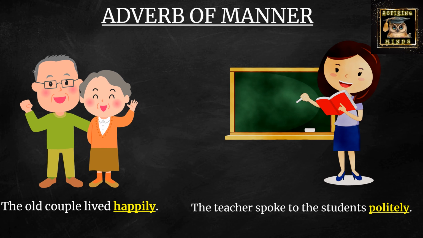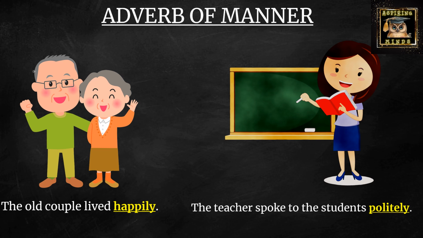Come on, let's look at another example. The old couple lived happily. I hope you remember the trick. Firstly, we see the word happily ending with the letters ly. So therefore we know, how did the couple live? The couple would live happily. So therefore the word happily becomes your adverb of manner.